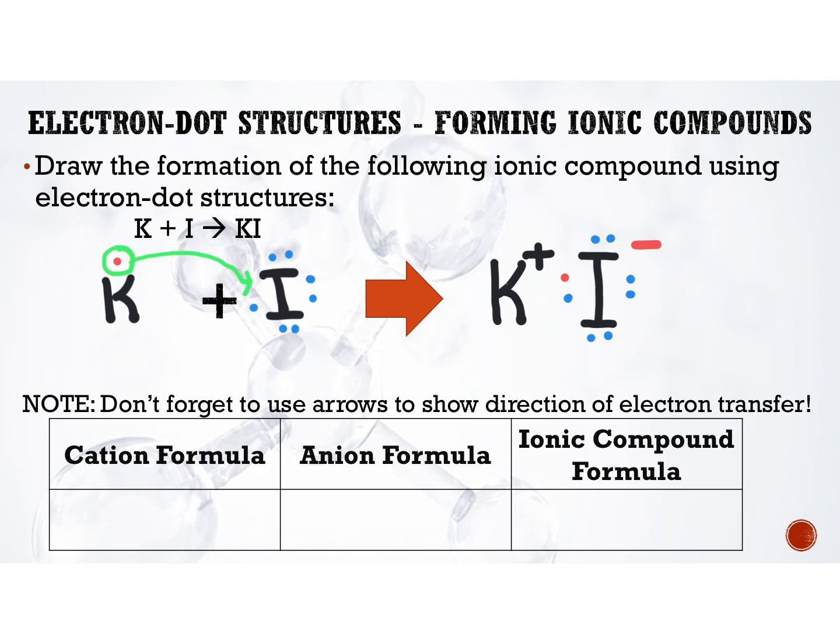Now we're ready to fill out our table here. We're just going to use the information that we have from our diagram. So the cation formula, the anion formula, and the ionic compound formula, you could get from here at this time. We're going to actually learn how to write those formulas in future lessons. But for now, that's all we need. All right. And we're going to practice this next class.